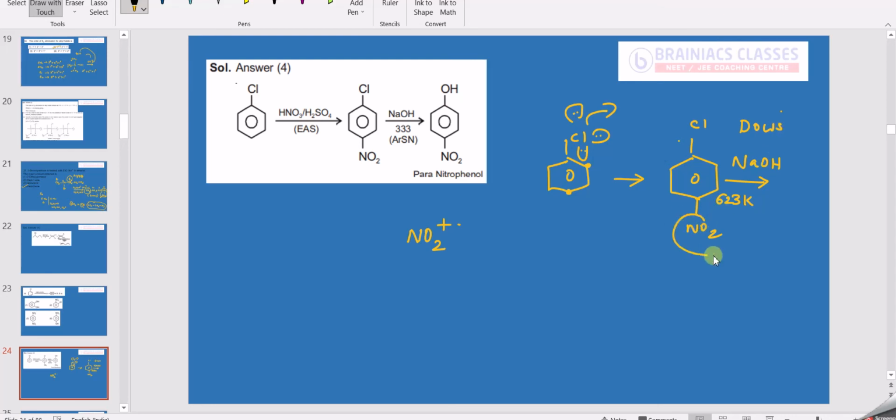Now here, since the NO2 group, an electron withdrawing group, is present, it always helps to break the C-Cl bond. Usually the C-Cl bond is very difficult to break. But if you have an electron withdrawing group at the ortho or para position, it helps to break the Cl very easily. That's the reason why even 623 Kelvin is not required; we need only 300 Kelvin. Next step, the strong nucleophile OH minus will replace the chlorine, and you will get para-nitrophenol. So this should be the answer. Option 4 is the correct answer.